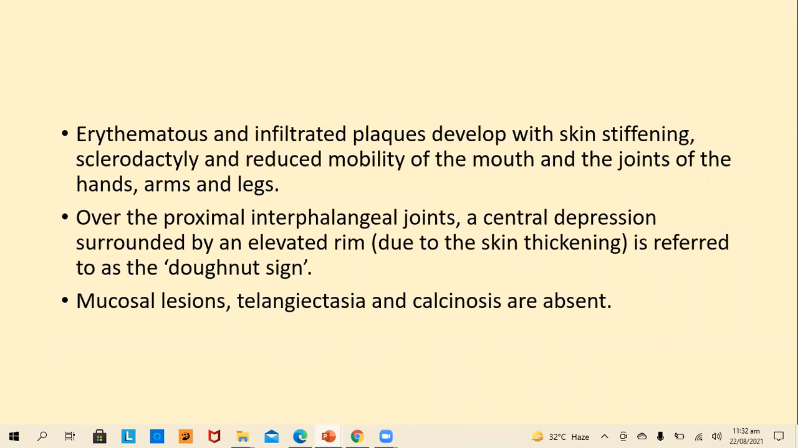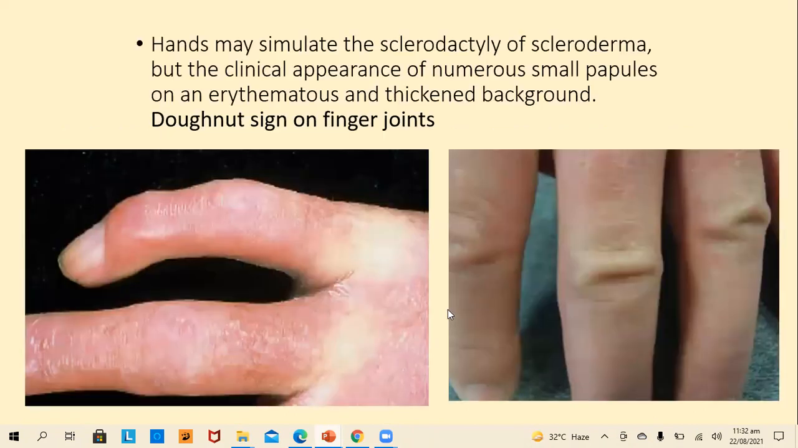Erythematous and infiltrated plaques develop with stiff skin, sclerodactyly, and reduced mobility of mouth and joints of hands, arms, and legs. Over the proximal interphalangeal joint, a central depression surrounded by an elevated rim due to skin thickening is often referred to as the donut sign. You can see this donut sign here. This is fold of skin which is raised and thickened.